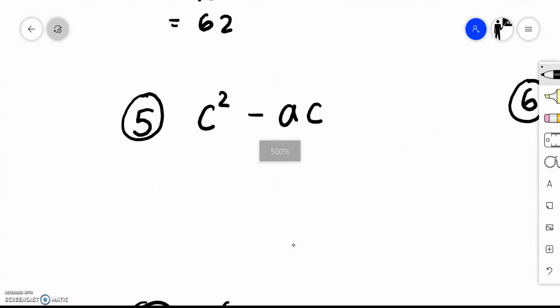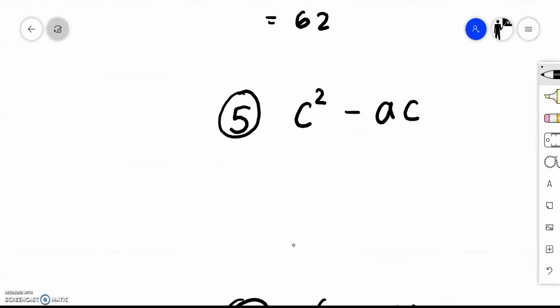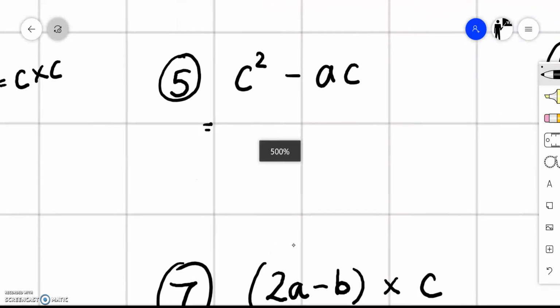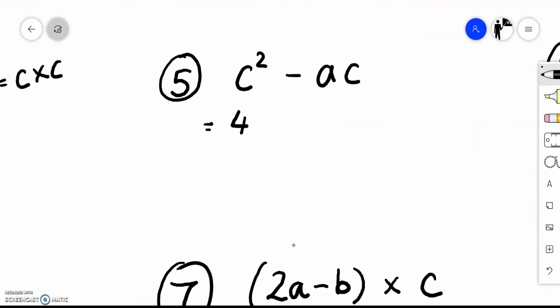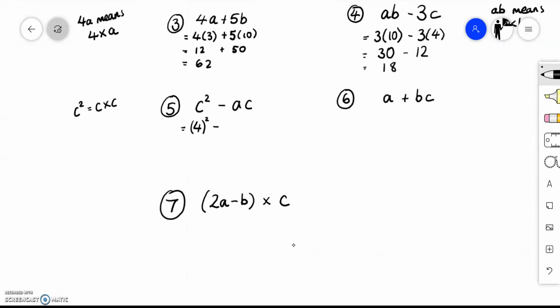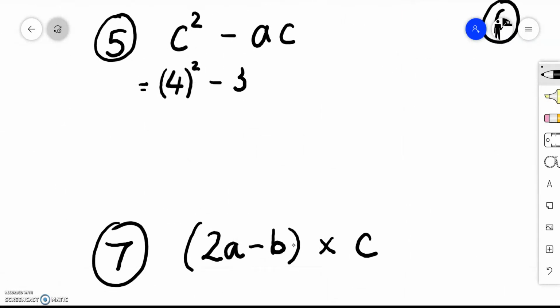Number 5. C squared subtract AC. You need to recall what it means to square something. To square something means to multiply it by itself, not to double. So we want to work out C squared. So C is 4. So we're doing 4 squared, and we're subtracting AC. So that's going to be subtracting 3 lots of 4. Hopefully it's quite clear what our next step has to be.